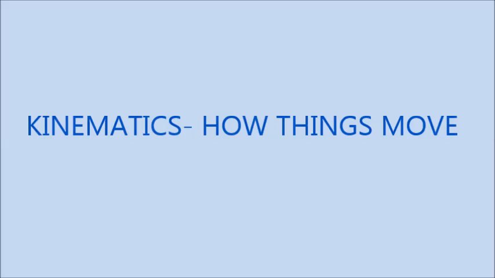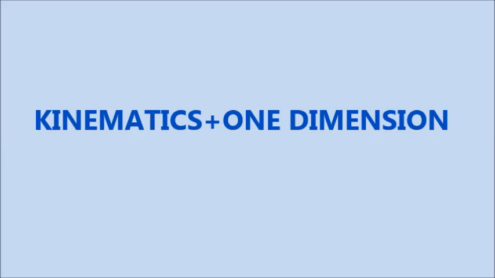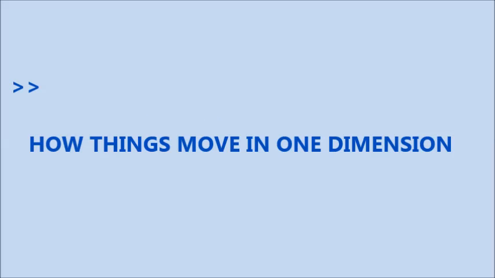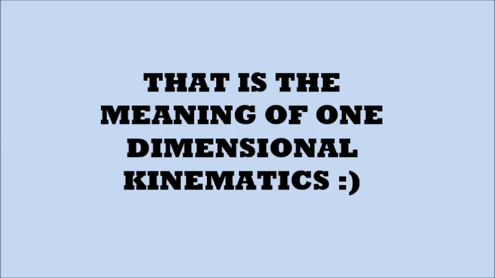I bet you all know what one-dimensional kinematics is, but as a review, kinematics is the description of how things move. One dimension is self-explanatory. Basically, it has only one dimension. Combining the two definitions, we get a description of how things move in one dimension. And that is the meaning of one-dimensional kinematics.